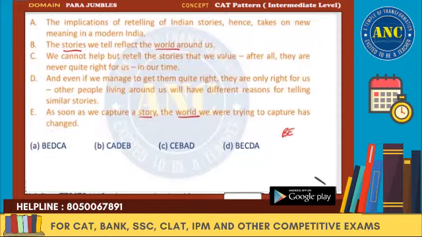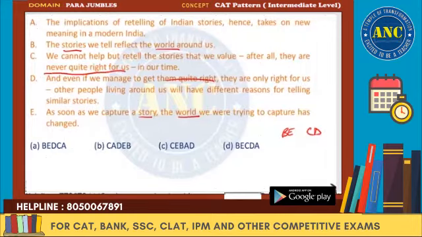Look at C and D. In C, he's saying we cannot help but retell. That means we always retell stories that we value. After all, they are never quite right for us in our own time. Never quite right for us. And even if we manage to get them quite right, isn't it a logical continuation? C and D. So C and D should be together. Even if we manage to get them quite right, they are only right for us. Other people living around us will have different reasons for telling similar stories.